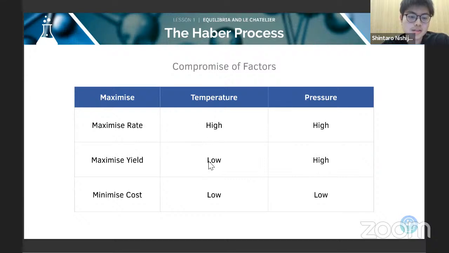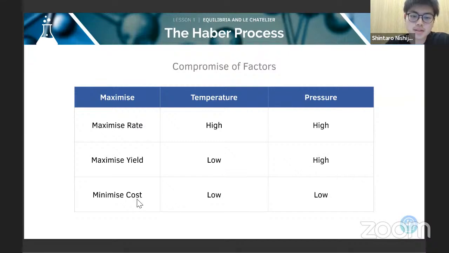maximum yield. In this particular case, from Le Chatelier's principle, we know that it's low temperature and high pressure. But this is only for the Haber process. Maximizing rate is going to be the same for any reaction, but to look at the conditions for maximizing yield, you're going to have to apply Le Chatelier's principle to make sure this is the right condition.